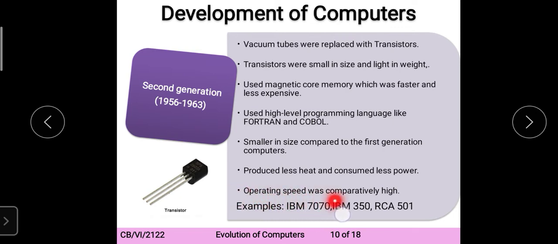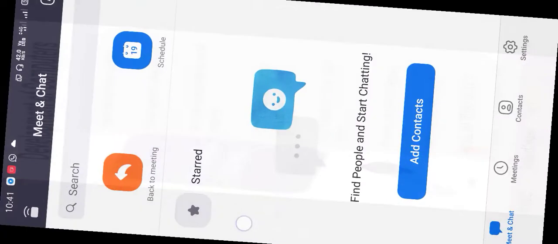Operating speed was comparatively higher than the first generation. For examples, remember one thing: from the first, second, up to the third generation, one common word will come, that is IBM. IBM will appear in all, but with different names behind it.